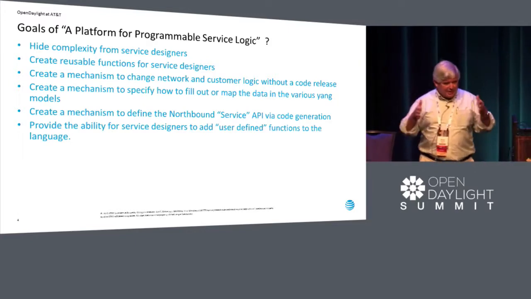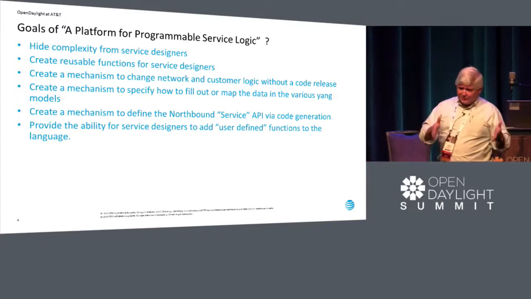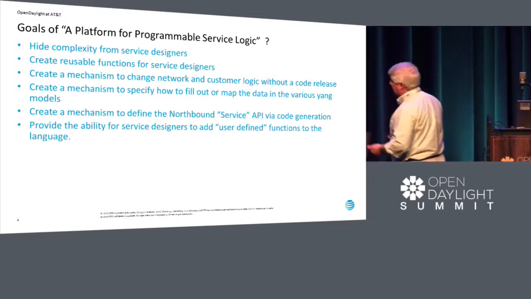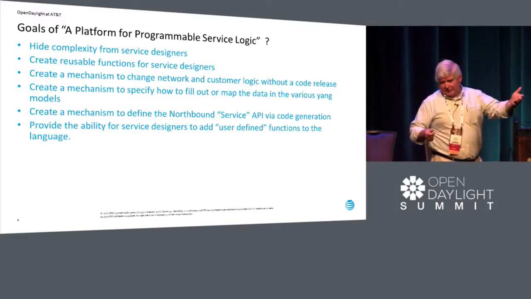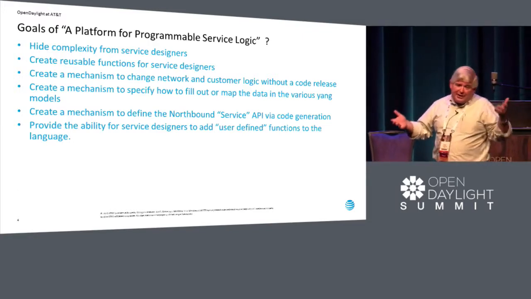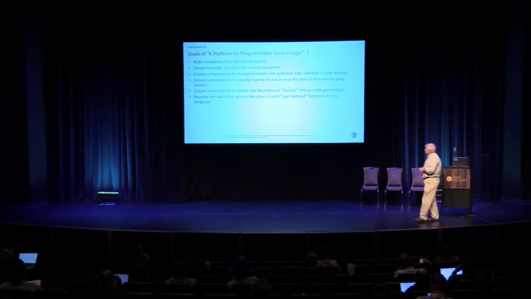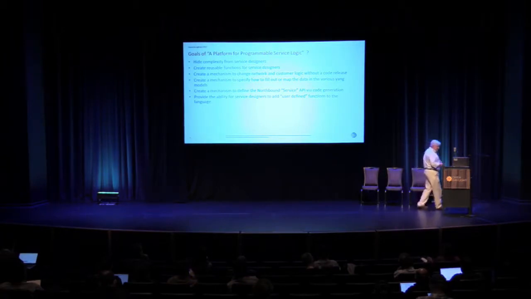We want to hide the complexity of software development from service designers who know about services and know about network, but don't know about coding. They don't know about the class libraries, et cetera. We want to create reusable functions because two service designers who might sit in cubes next to each other don't realize they both need the same function. So we want to drive reusable components that they can put into their individual directed graphs. And a mechanism to change the network and the customer without code change, without a code release.